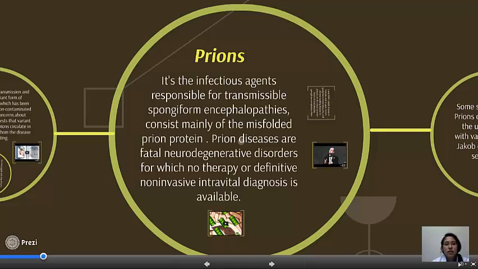It is the infectious agent responsible for transmissible spongiform encephalopathies. It consists mainly of the misfolded prion protein. Prion diseases are fatal neurodegenerative disorders for which no therapy or definitive non-invasive intravital diagnosis is available.